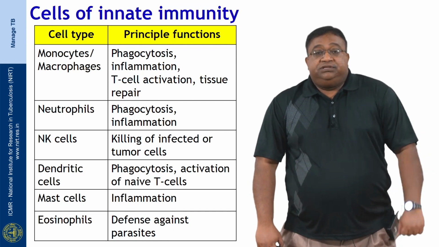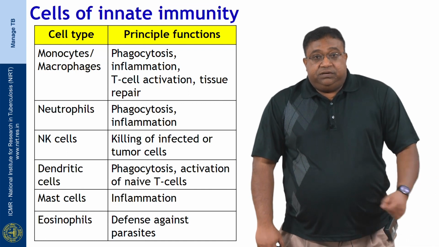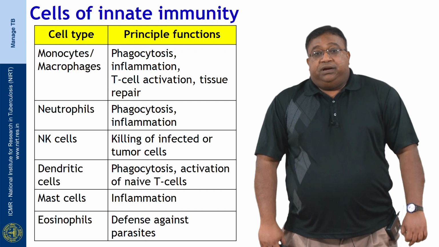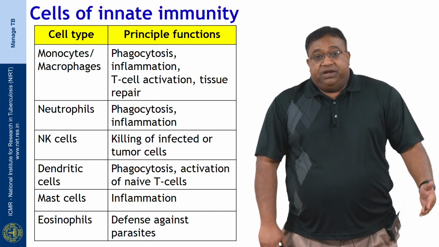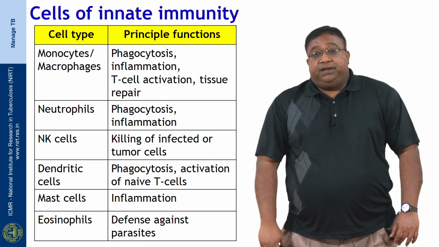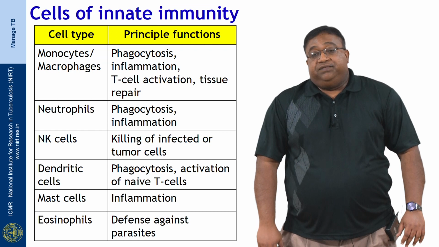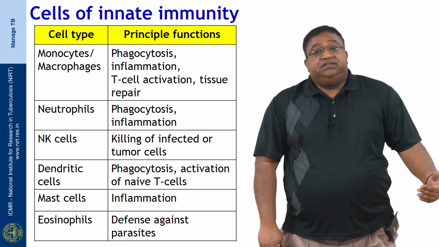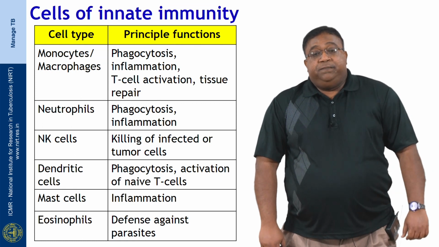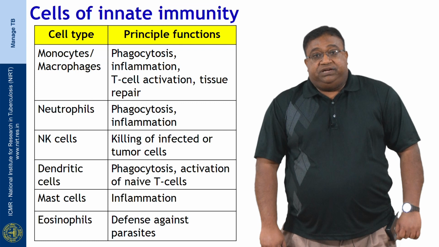So this slide basically summarizes the principal functions of the cells of the innate immune response. Monocytes and macrophages are typically involved in phagocytosis, T cell activation, inflammation, as well as tissue repair. Neutrophils are involved in phagocytosis and inflammation. Natural killer cells are important in killing of infected or tumor cells. Dendritic cells are involved in the activation of naive T cells as well as in phagocytosis. Mast cells are important for inflammation, while eosinophils are considered important for defense against parasites.